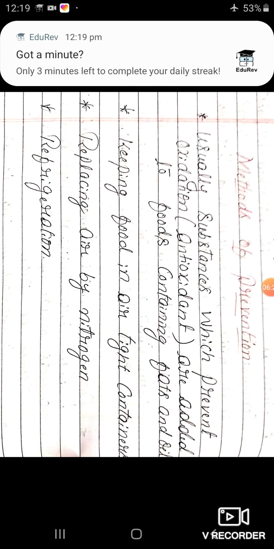And then replacing air by nitrogen. Chips manufacturers usually flush the bag of chips with a gas such as nitrogen to prevent the chips from getting oxidized. They use nitrogen gas to pack the chips because it does not oxidize and cause bad smell or bad taste. Refrigeration is also used to prevent oxidation of substances.